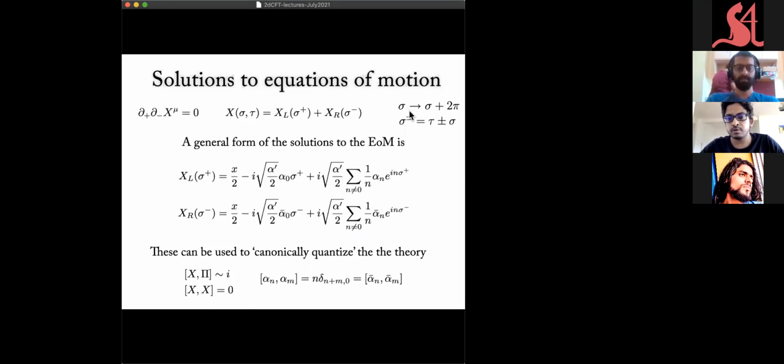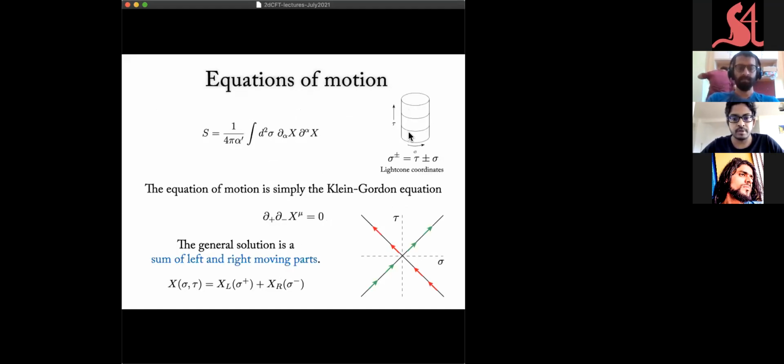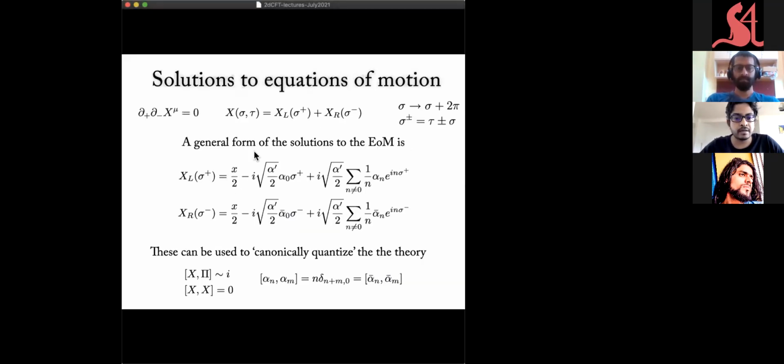We can also take the sigma direction to be periodic, just to get rid of infrared divergences. And then the general form of the solution is going to be this. The left moving part has a constant, and then a linear piece, which if you take these two derivatives, you get 0, and then this Fourier series over here. And similarly for the right moving part, you have this.